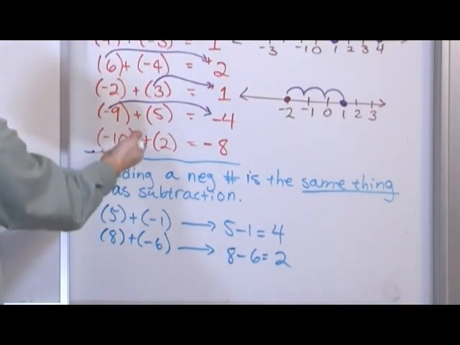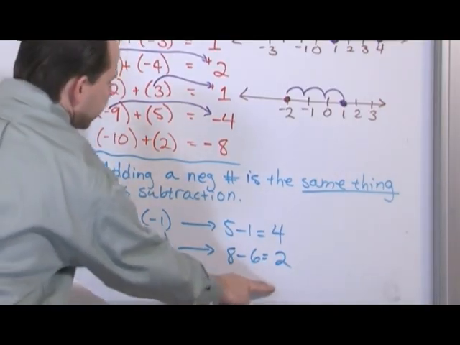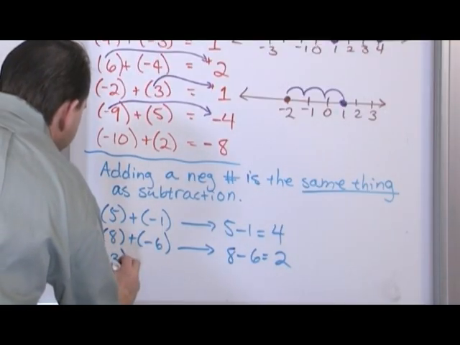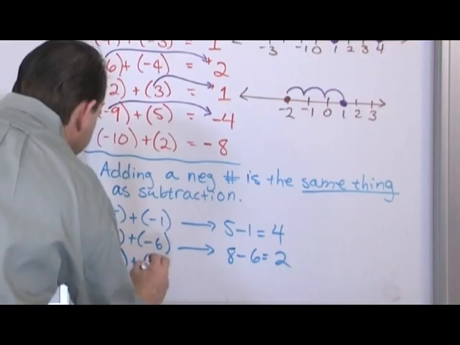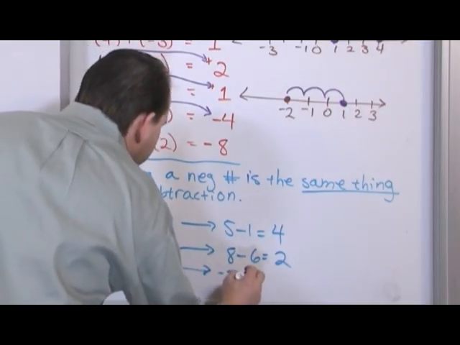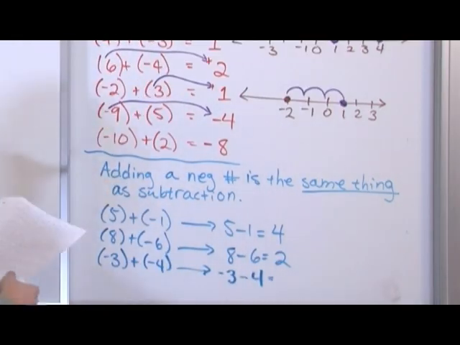Now, if you want to leave it written like this, or if you want to convert it over to looking like subtraction, you can do that. Either way you want. If you had negative 3 plus negative 4, that's exactly the same thing as negative 3 minus 4. And remember, we learned how to do that just a second ago.